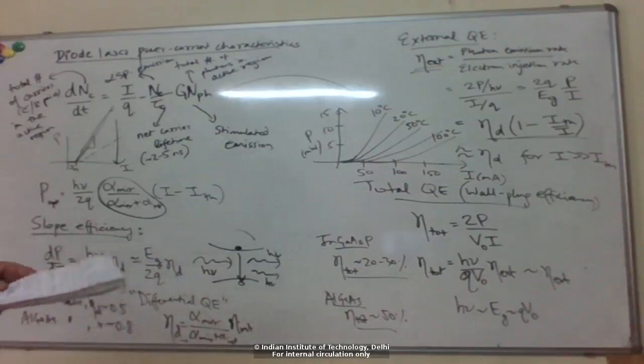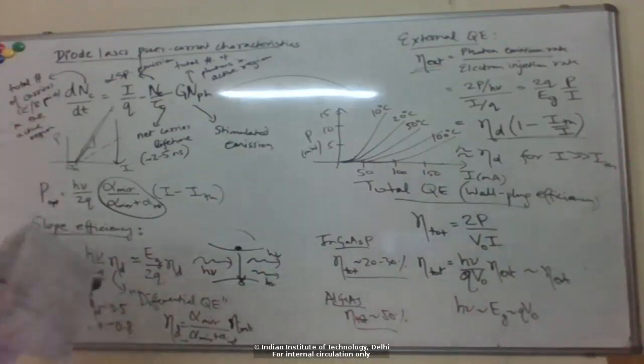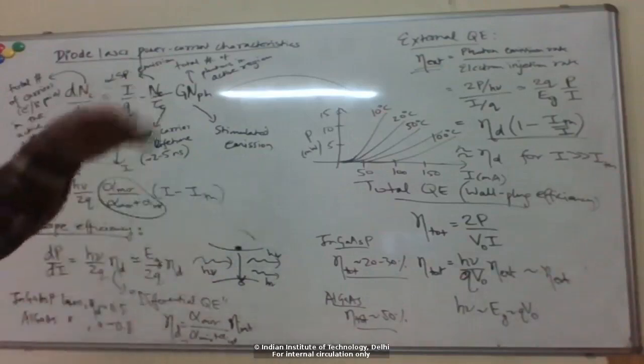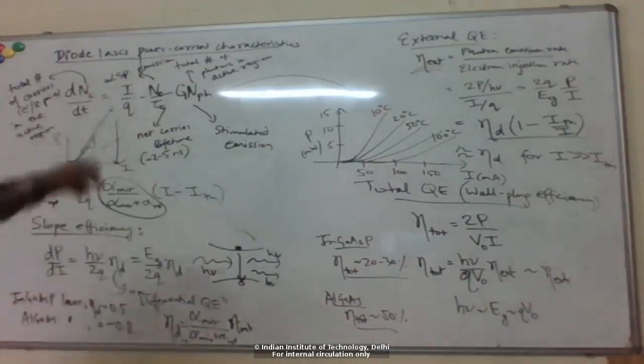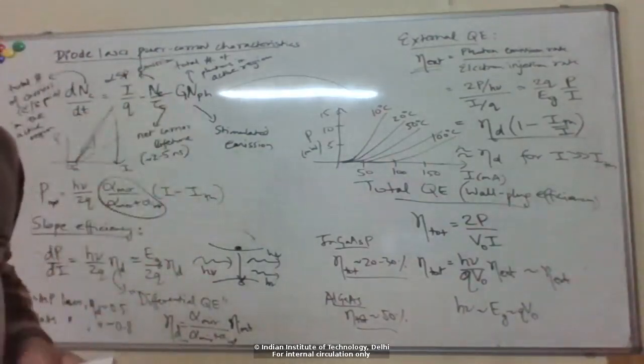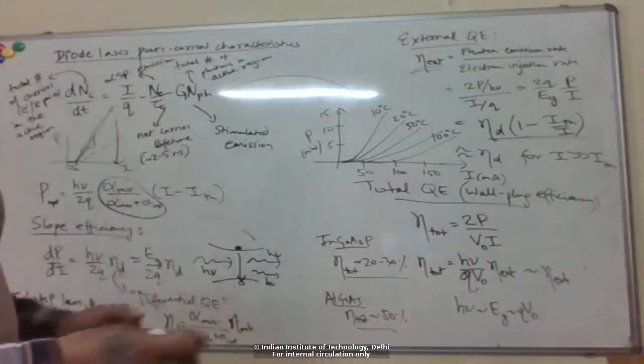Okay, so we'll stop here. That finishes the DC characteristics, right? And next time we'll start the AC or the modulation characteristics. So if we send in a time varying current, how does the output optical power vary? And we find the modulation bandwidth for the laser just like we did for the LED.